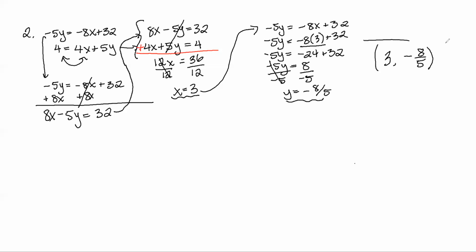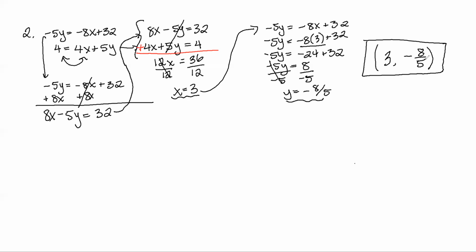And this is another one of those that shows why graphing isn't a good option. If we would have graphed both of these equations, first of all, they're pretty ugly equations to graph in the first place. And when we graph it, the x might have been pretty okay to see, the 3, but getting negative 8/5 from a graph is pretty tricky. So elimination and substitution are a lot better than graphing when it comes to accuracy with fractions.